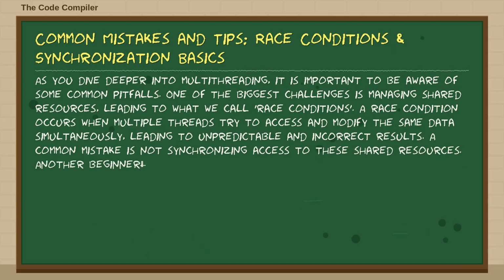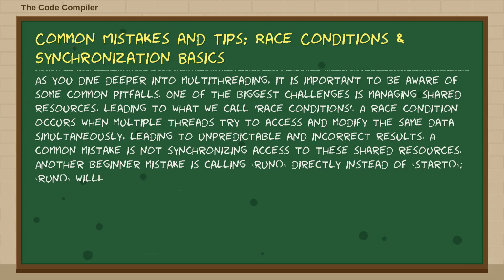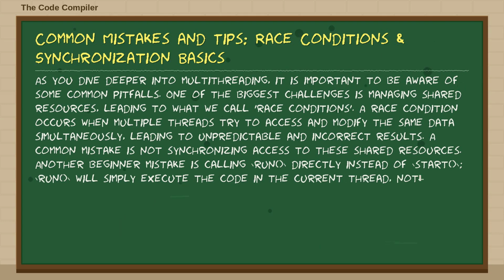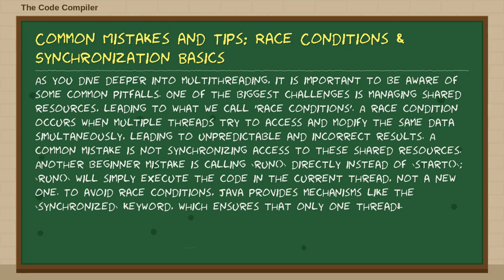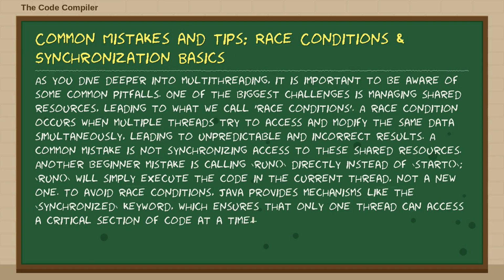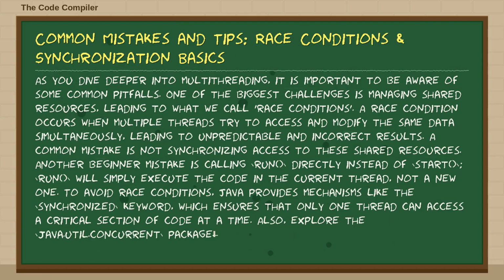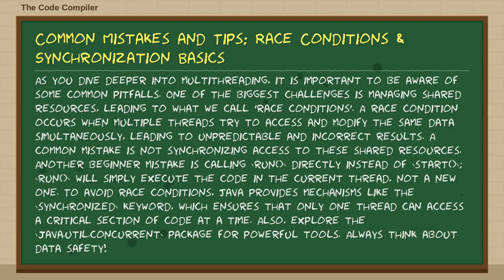Another beginner mistake is calling run directly instead of start. Run will simply execute the code in the current thread, not a new one. To avoid race conditions, Java provides mechanisms like the synchronized keyword, which ensures that only one thread can access a critical section of code at a time. Also, explore the java.util.concurrent package for powerful tools. Always think about data safety.